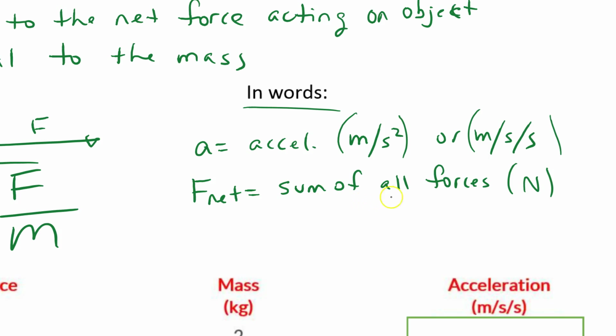Fnet is equal to the sum of all the forces, and the units for that are newtons, and m is equal to the mass, and we measure that in kilograms.